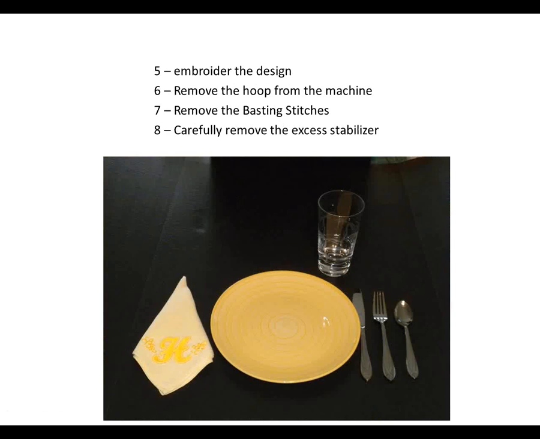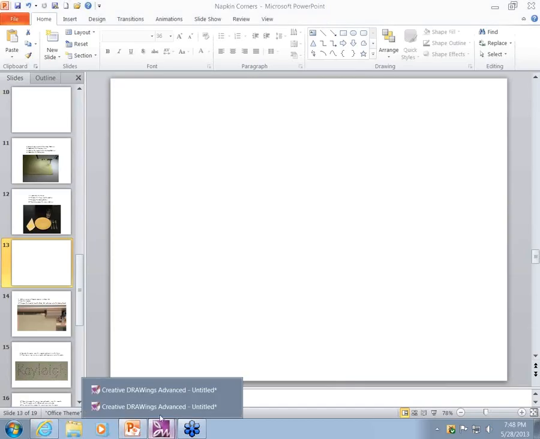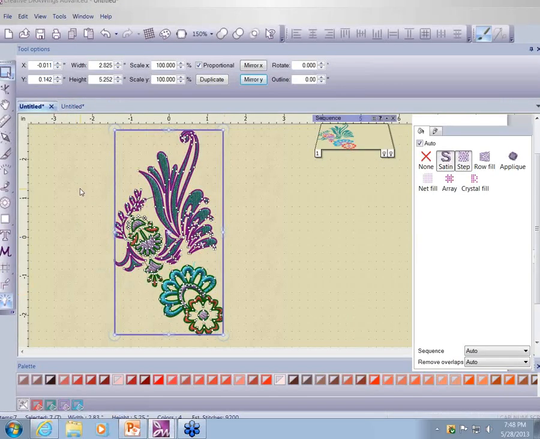I embroider my design, remove the hoop from the machine, remove the basting stitches, and I find it's easier from the Stabiliser side to remove those basting stitches, and then carefully remove the excess Stabiliser. You want to remove those one layer at a time. It's easier on your stitches, and we don't want to add stress to our stitches when we just took so much time to do those napkins.